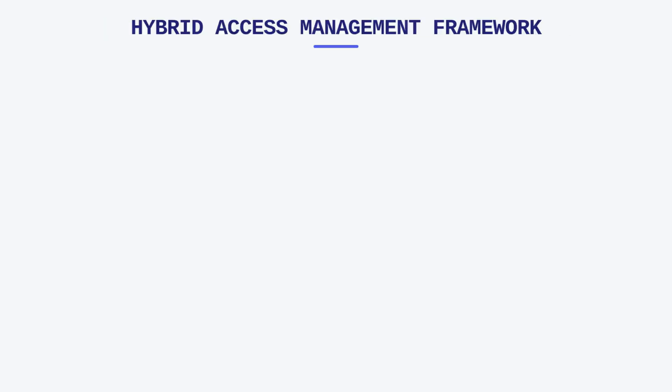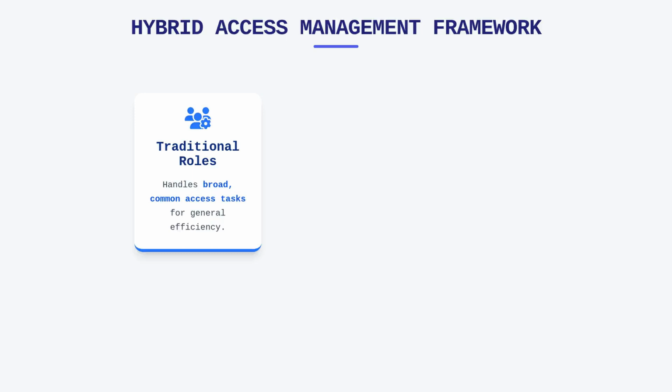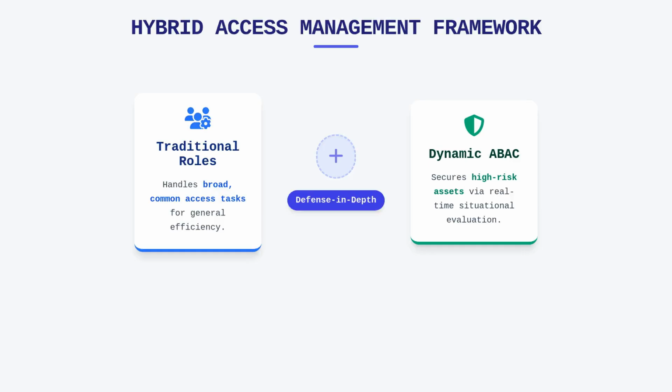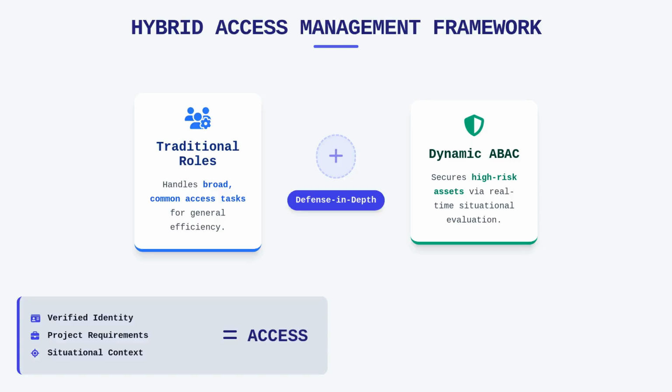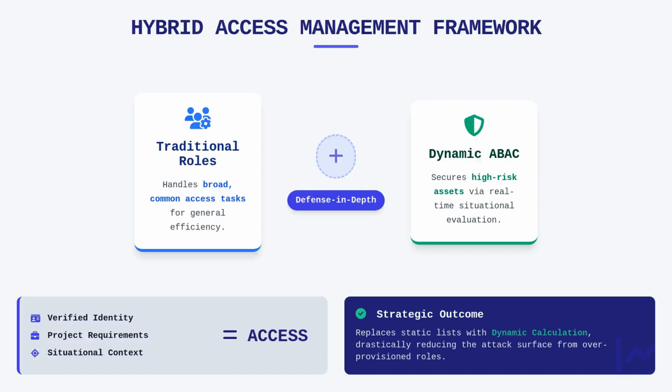Combining these models into a hybrid access management framework allows you to leverage the strengths of each individual strategy while mitigating their inherent limitations. Many successful practitioners use traditional roles to handle broad, common access tasks, while implementing ABAC for those specific, high-risk assets that require dynamic evaluation. By layering these models, you create a defense-in-depth approach to identity that ensures users only gain access when their verified identity, their project-based requirements, and their current situational context all align perfectly. Implementation requires careful planning, as the complexity of the policy engine grows alongside the number of rules being enforced. But the result is a robust, responsive security architecture. When you treat access control as a dynamic calculation rather than a static list, you drastically reduce the surface area available to an adversary who might otherwise exploit roles that were over-provisioned months or years ago.